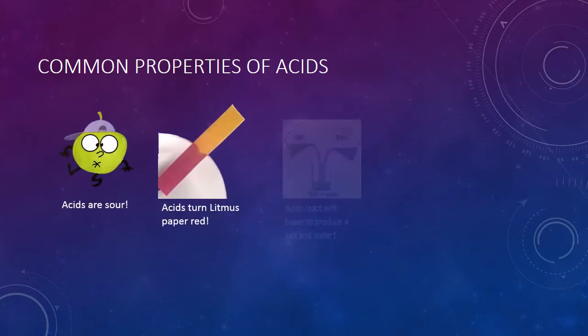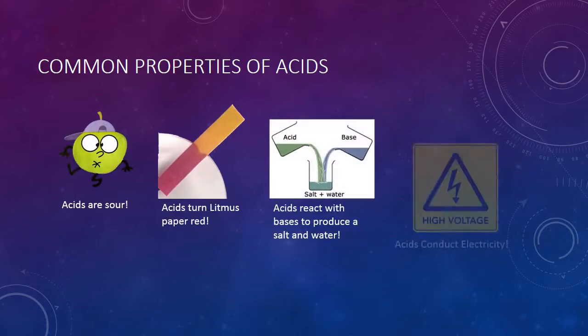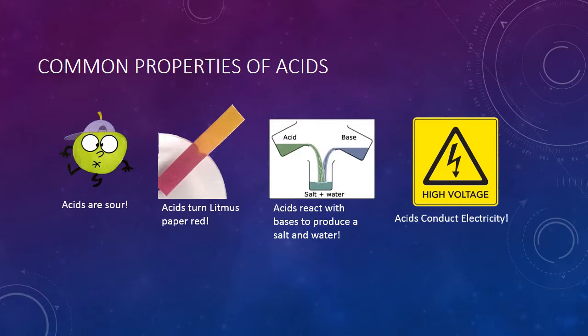Some common properties of acids: they are usually sour, and they turn litmus paper red. When they react with a base, they produce a salt and water, although this salt is not always the typical NaCl that most people are used to. And acids also conduct electricity in solution.